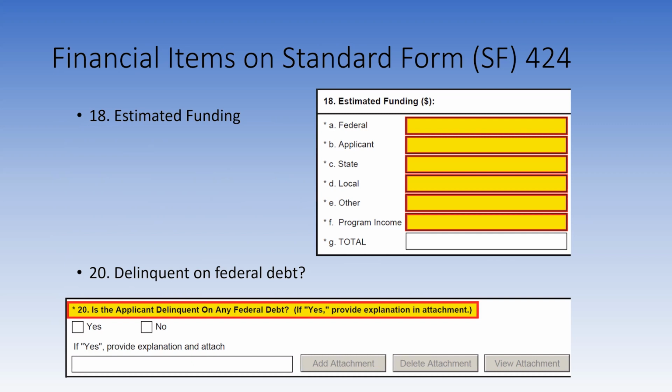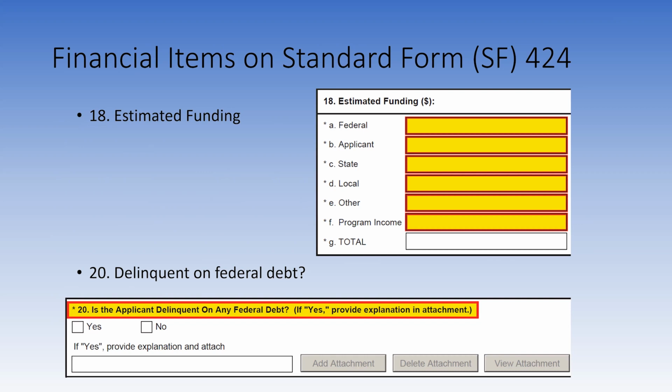Also note, some of these might be zero, right? Just because you have a box on an application that's asking for a number doesn't mean you have to put a positive number there, right? You might just have zero. And if there's no state funding part of this project, put a zero and show that just because there's a box there doesn't mean you have to put a large or a positive number in it. You just want to show everything. Be very transparent, be very honest through the process.